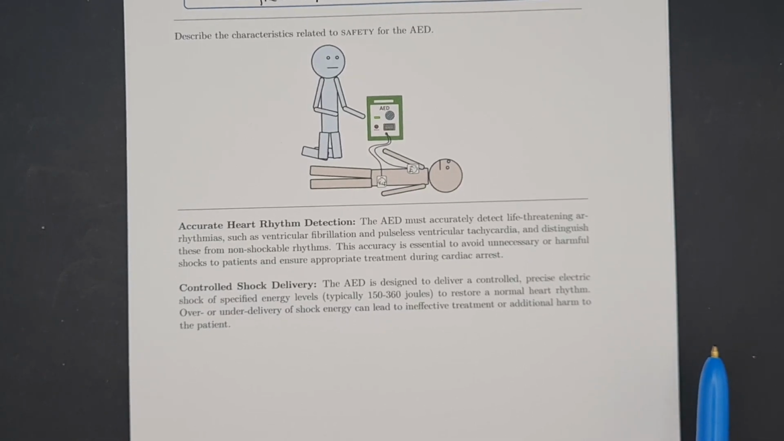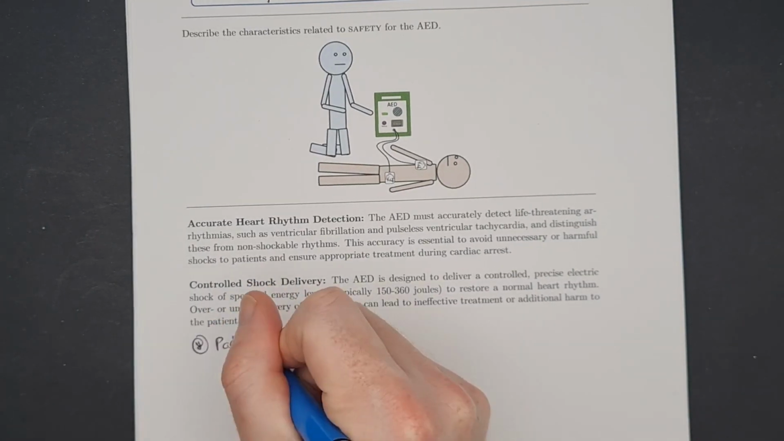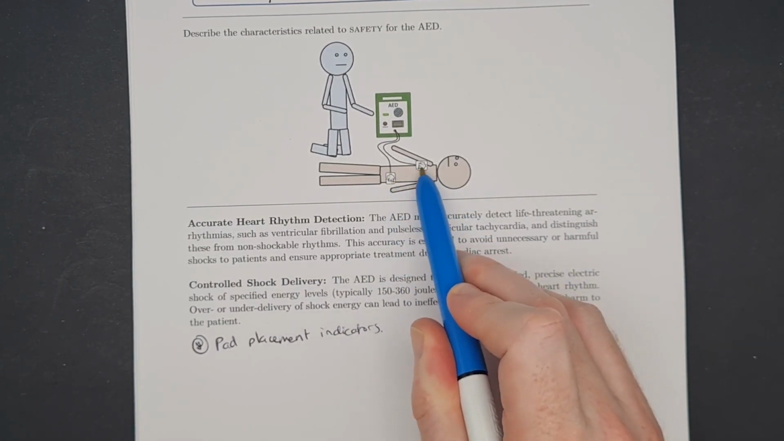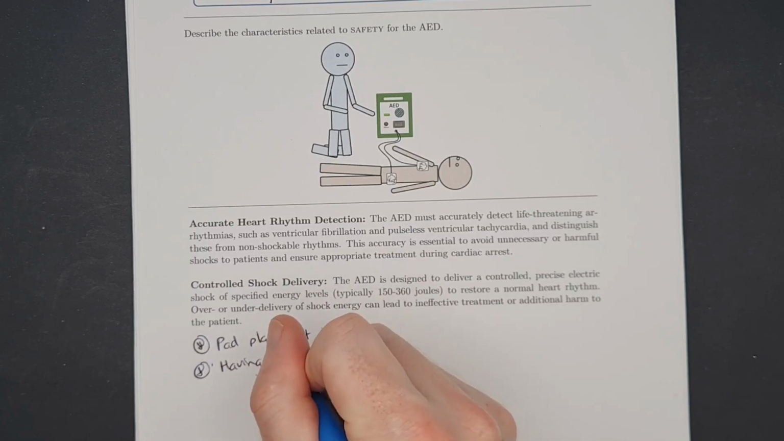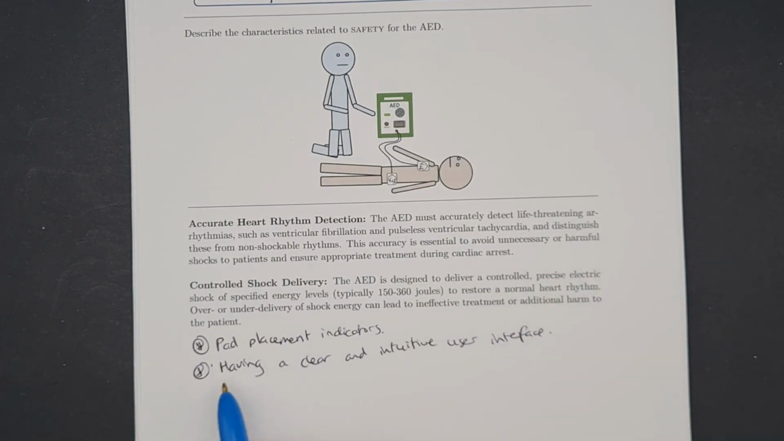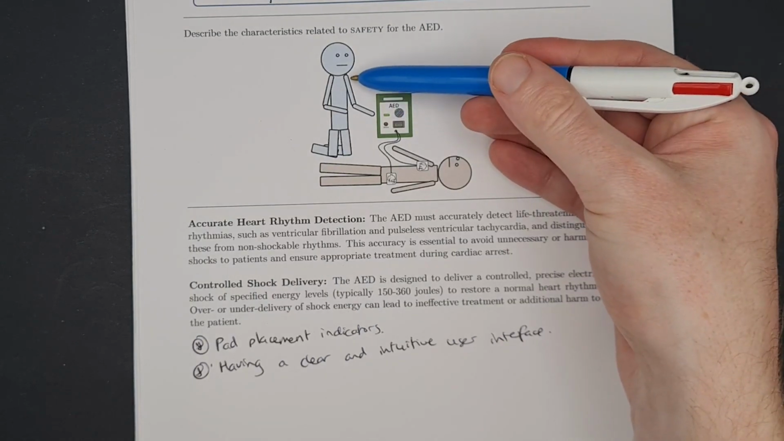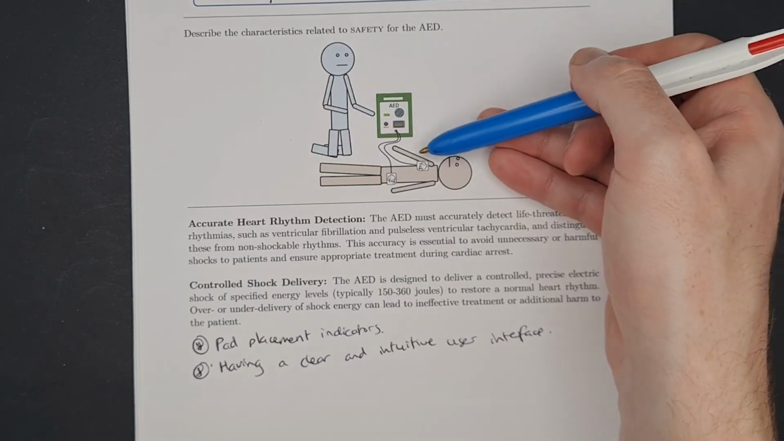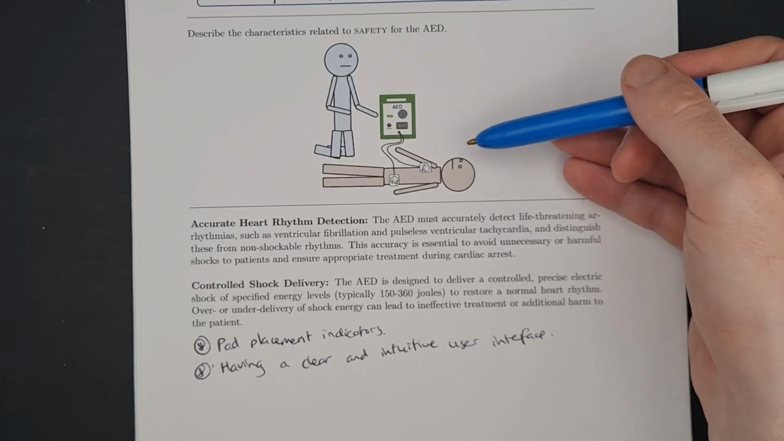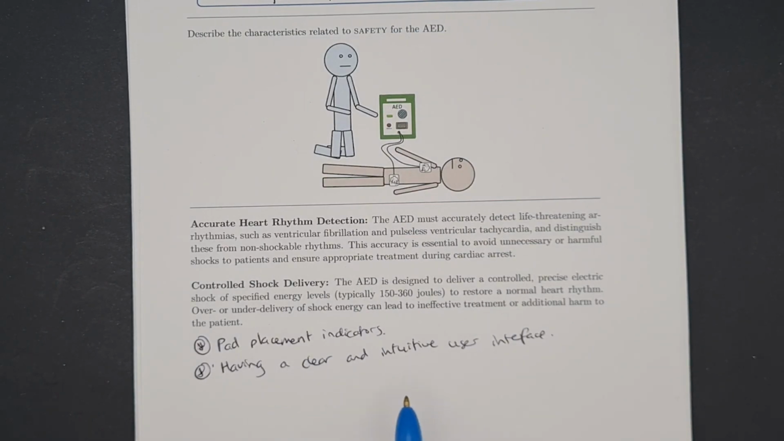We're just going to write out a few more examples of other characteristics for this particular example of the AED. Another one we might consider is pad placement indicators. So that's these little indicators here. Another one we might consider is having a clear and intuitive user interface. Of course, that's related to safety because if this is a very difficult machine to use, in the case of an emergency, the operator is going to have to react very quickly and ensure that he can treat the patient before the patient's condition deteriorates. And of course, what will enable this person to do that is having a clear and intuitive user interface. So as a result, that is another characteristic related to safety.